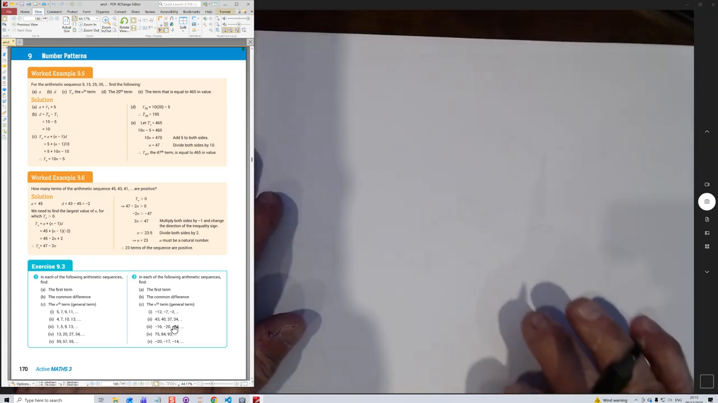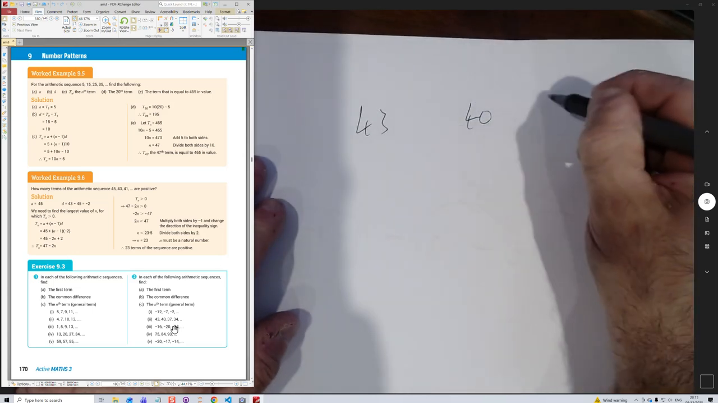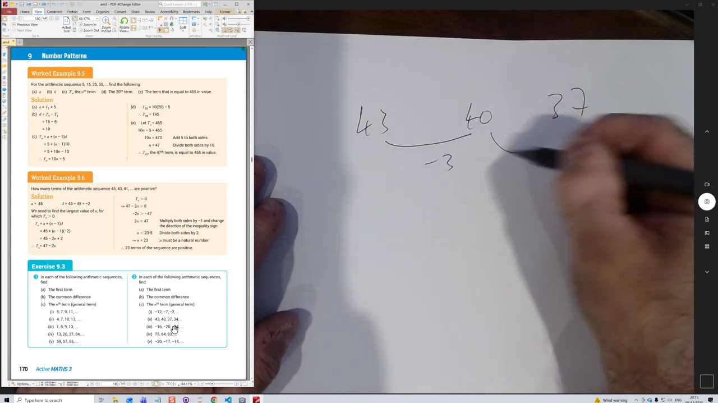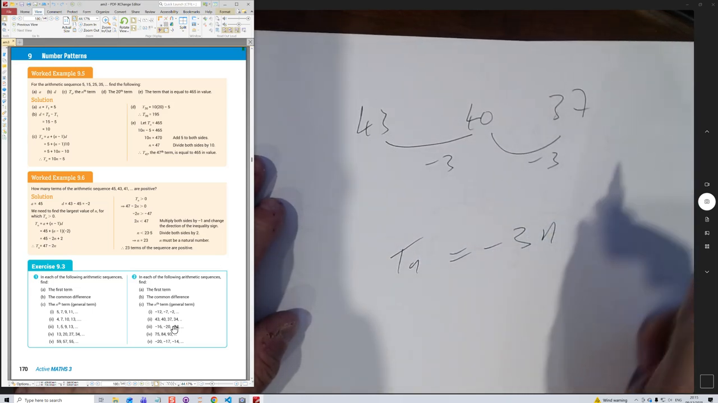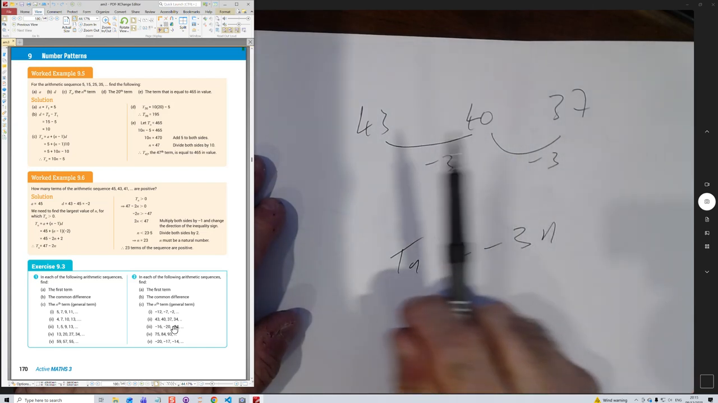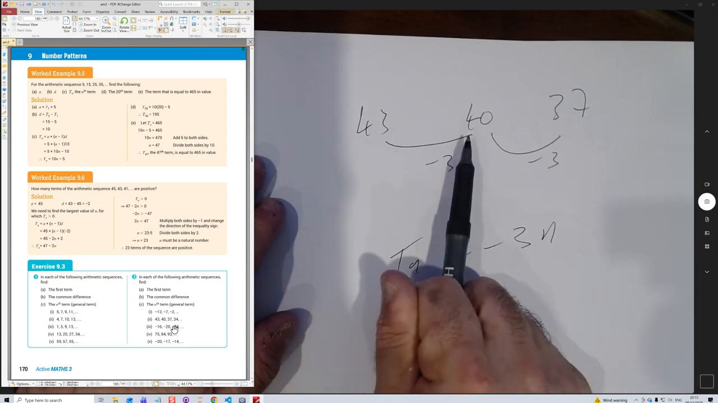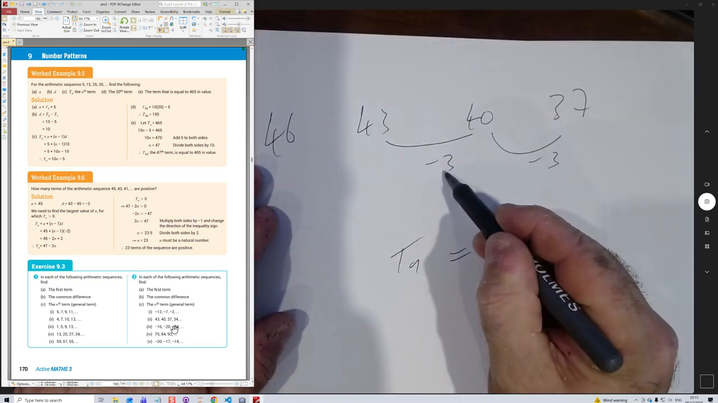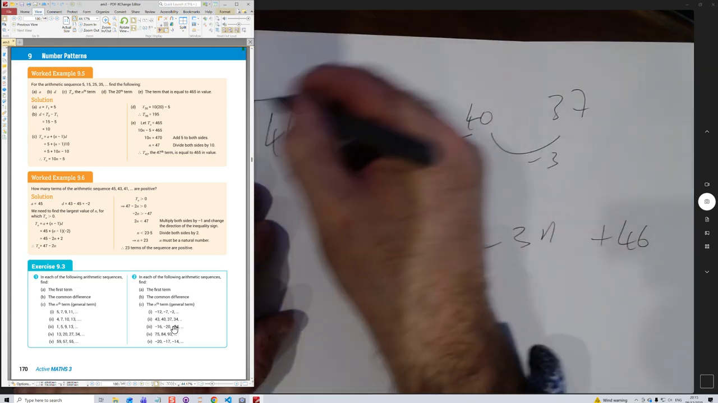I'm trying to do it quickly now. We're going to do it quick in short order. 43, 40, 37. Minus 3, minus 3. Double the first, take away the second. 86, take 40, 46. Or plus 3 to this, 46. Put that in a box.